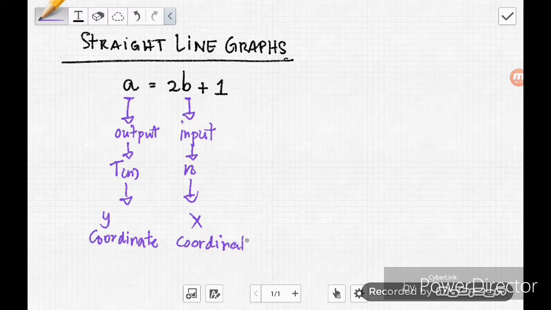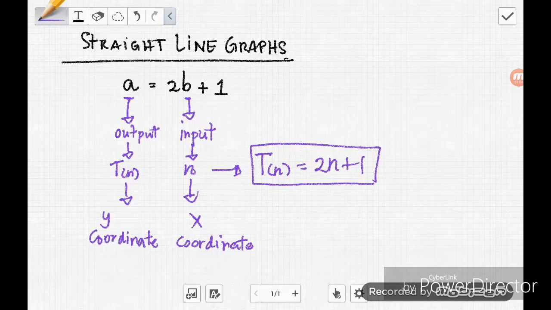Okay? So it's the same thing. We just changed the letters. So let's replace A with Tn and B with N. Okay? What would it look like? Tn is equal to 2n plus 1. Does it look familiar? So in algebra, you can change the variables, but it will still mean the same thing. This is still the output, this is still the input, okay? And when we're doing graphs, the output is the y coordinate, the input is the x coordinate. Okay, so let's try.